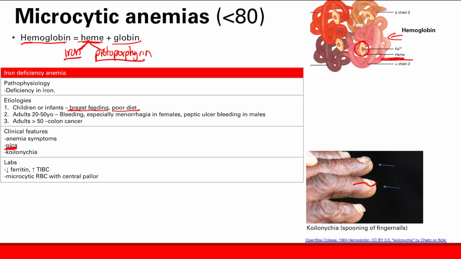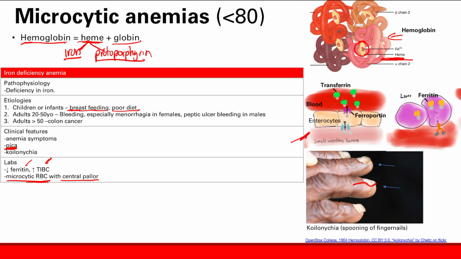Lab values, what you're going to see, and I'm going to explain this in a second, is decreased ferritin, increased TIBC, that's total iron binding capacity. You're also going to see microcytic red blood cells, which we just talked about, and you're going to see central pallor, that's in iron deficiency anemia, central pallor. So what the heck is ferritin, what the heck is TIBC? First, to understand that, we have to understand iron absorption.